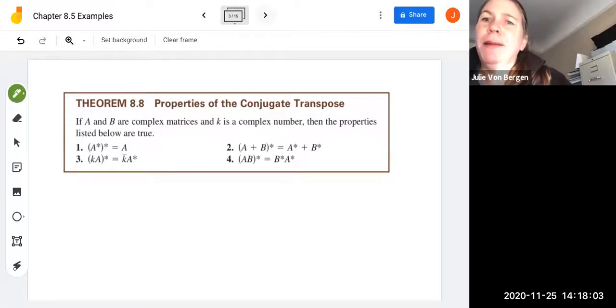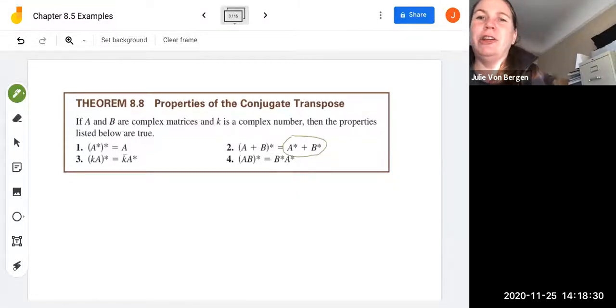So if A and B are complex matrices and K is a complex number, then these properties below are true. The conjugate transpose of the conjugate transpose just takes you back to A, because you're reversing all of your transposing and conjugates if you do those calculations twice in a row. A plus B conjugate transpose is A conjugate transpose plus B conjugate transpose. K constant multiplied by matrix A together conjugate transposed ends up being K conjugate multiplied by A conjugate transpose.